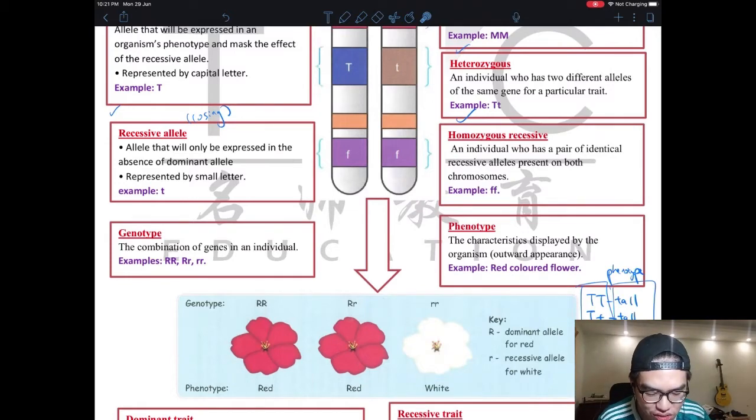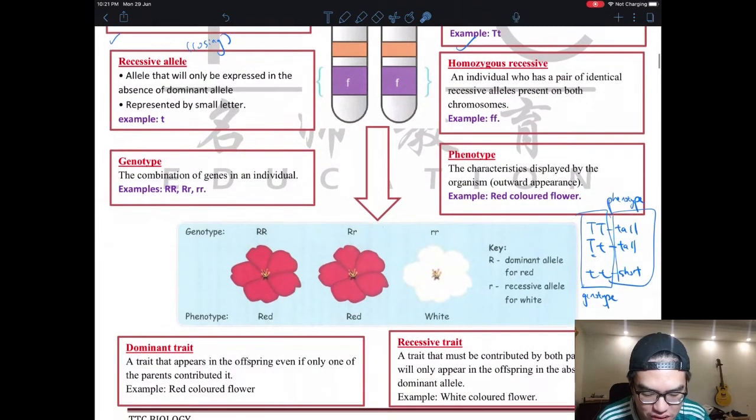The accessory here says, can you see big R, red flower, assuming red is dominant. Big R, red flower; small r, white flower. Can you see different genotype here, but same phenotype here? So if you are tall, it could be you being big T big T or big T small t.